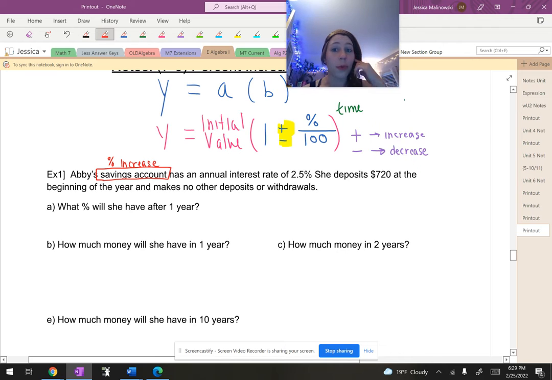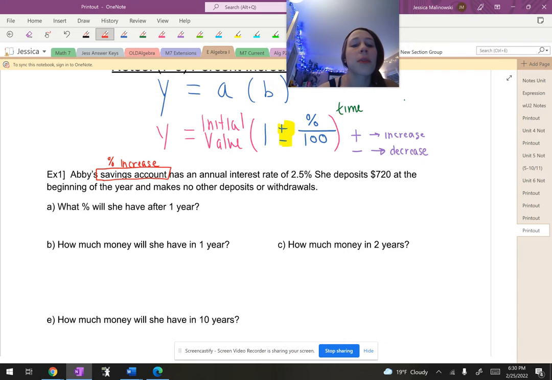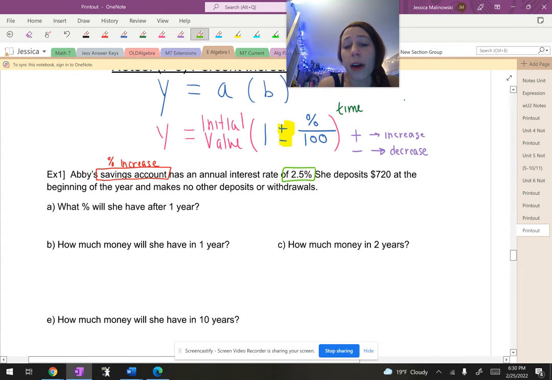If it was a loan, that would be different. Loans assume that you're paying interest. On a savings account, the bank is paying you interest. That's some knowledge that, as ninth graders, the world assumes that you know. So our interest rate, that's important, is 2.5%.